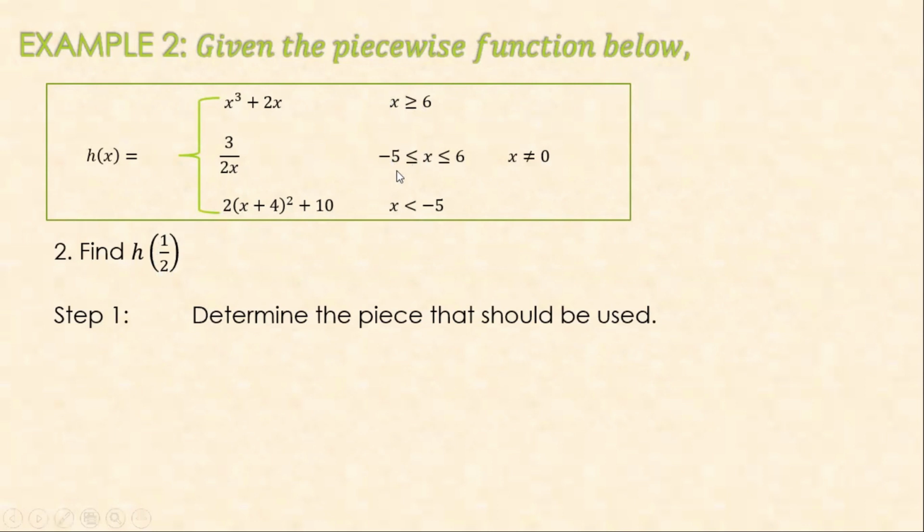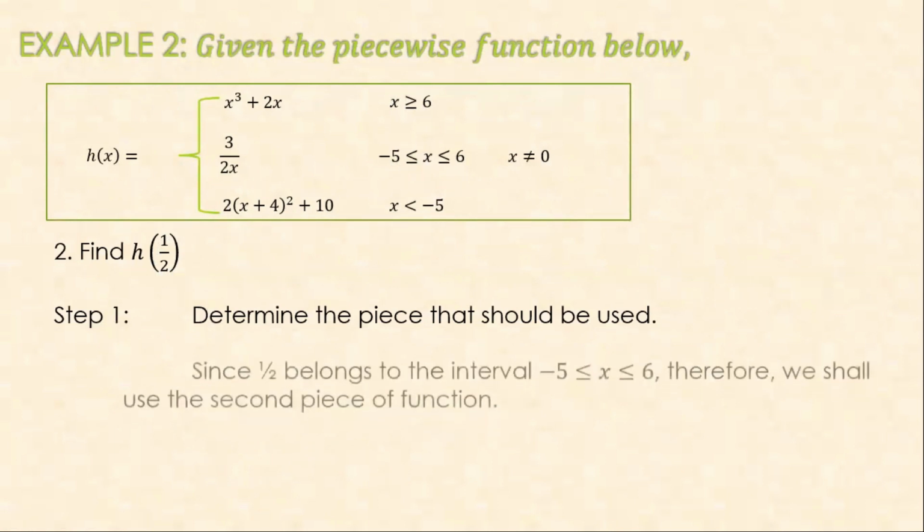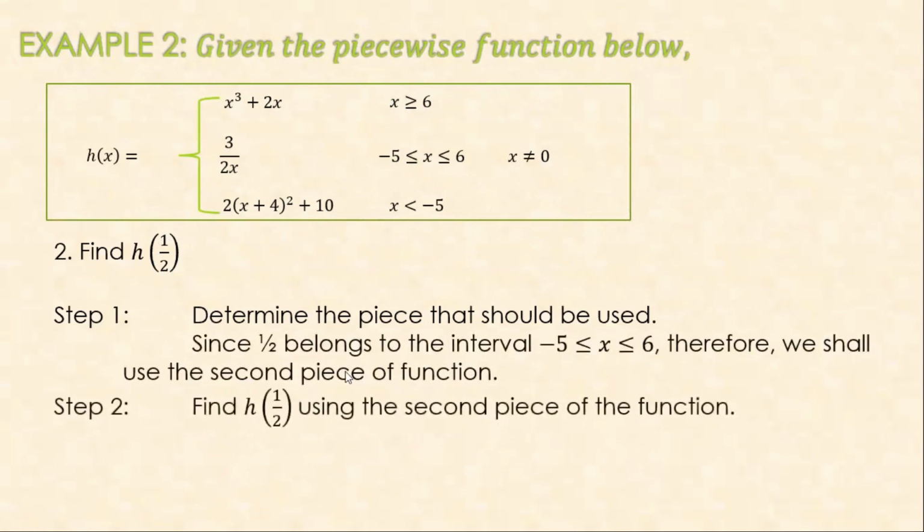So 1/2 belongs to the values of x that are between negative 5 and positive 6, except the value of 0. So therefore, we will find h of 1/2 using the second piece of the function, and that would be 3 over 2 times 1/2, and that is equal to 3.